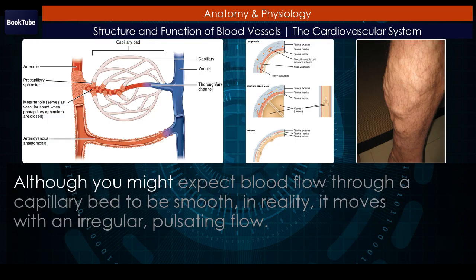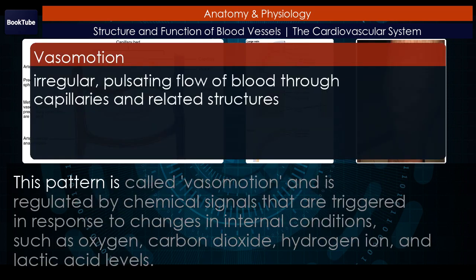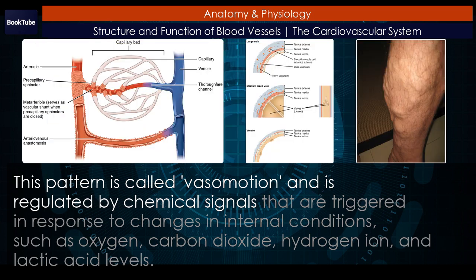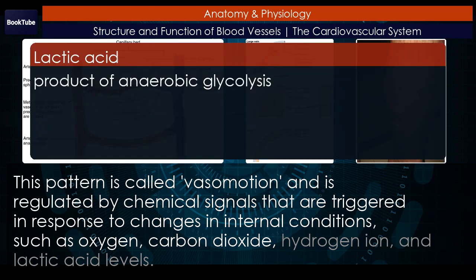Although you might expect blood flow through a capillary bed to be smooth, in reality, it moves with an irregular, pulsating flow. This pattern is called vasomotion and is regulated by chemical signals that are triggered in response to changes in internal conditions, such as oxygen, carbon dioxide, hydrogen ion, and lactic acid levels.